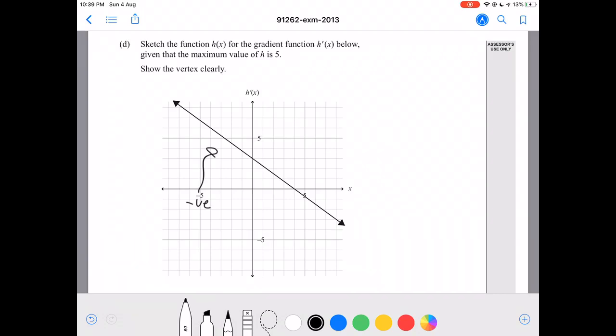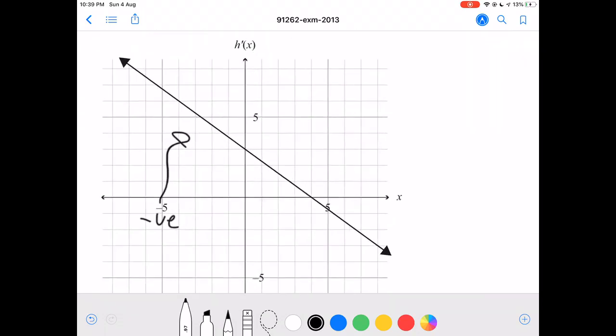First thing to note down in these questions, you need to note down the x-intercept. So the x-intercept of the gradient function is x equals 4. That means when x equals 4, the gradient is equal to 0. And when a gradient is 0, as we established before, that can only mean one thing. That's the turning point of the parabola, aka our vertex.